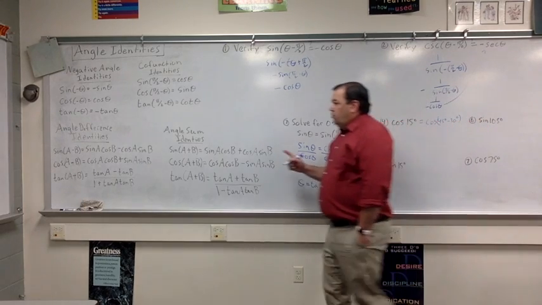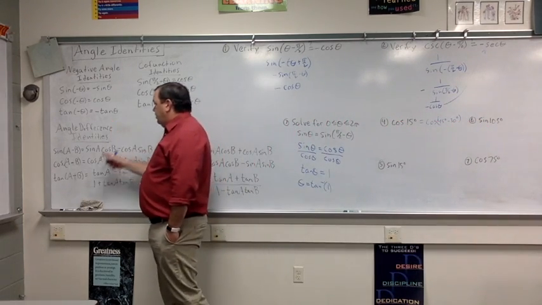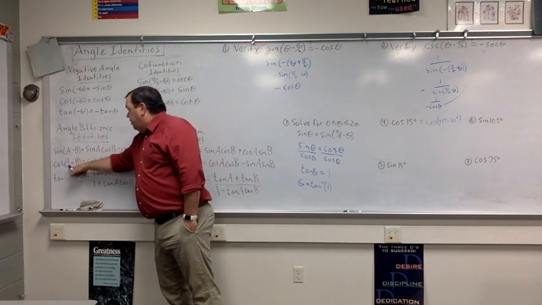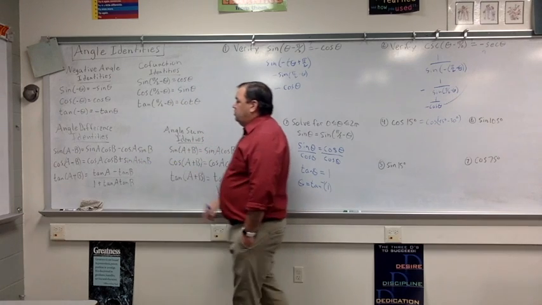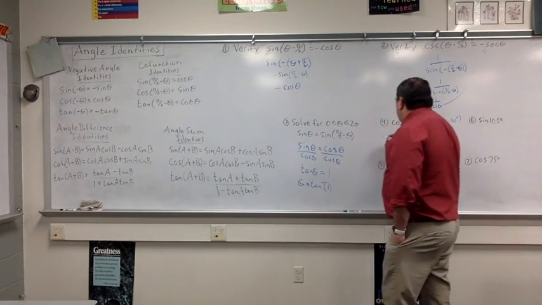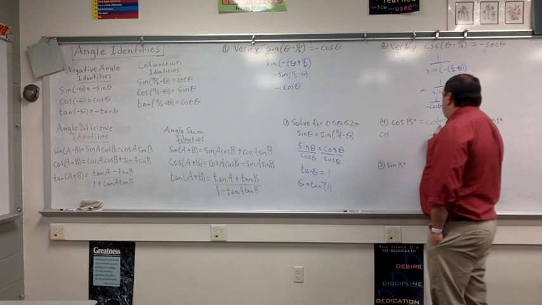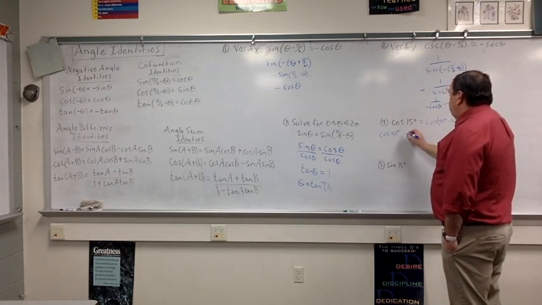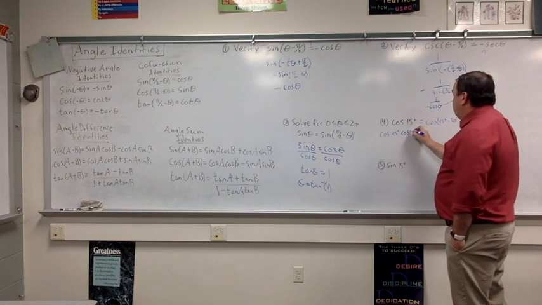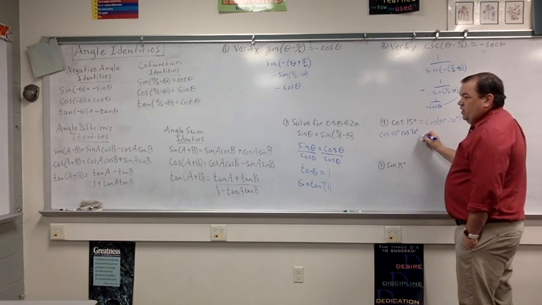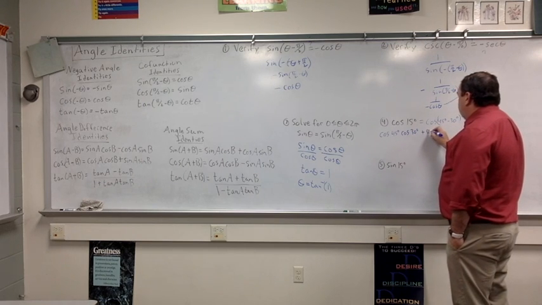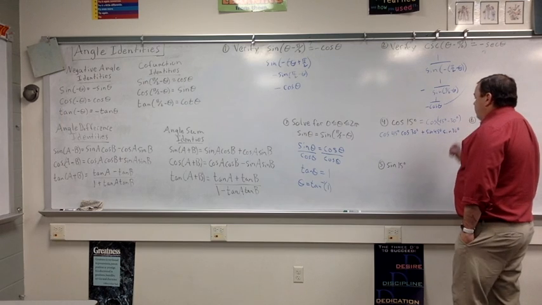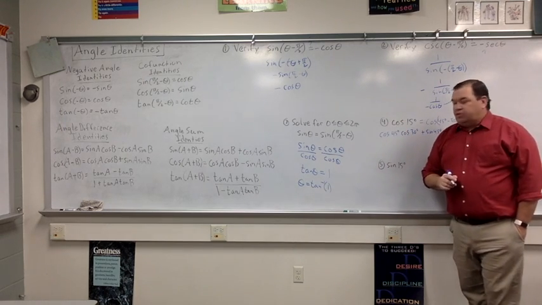Now, if I go over here to the difference identities and I go down to cosine, this is what I have written. This is what they say to do. So I'm supposed to take the cosine of the first angle, 45 degrees, times the cosine of the second angle, 30 degrees, and I'm supposed to add the sine of 45 degrees times the sine of 30 degrees. So I'm just following that formula.